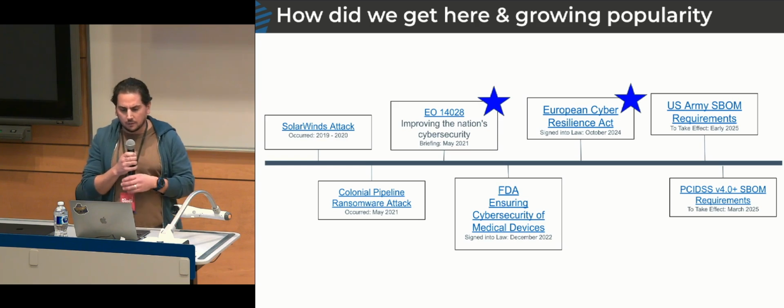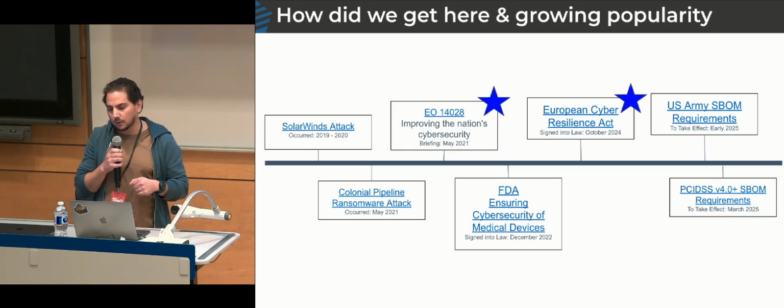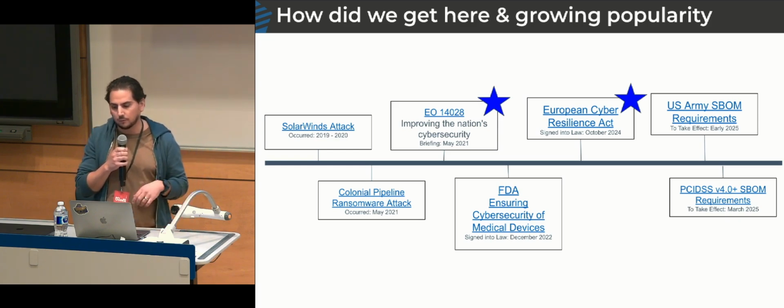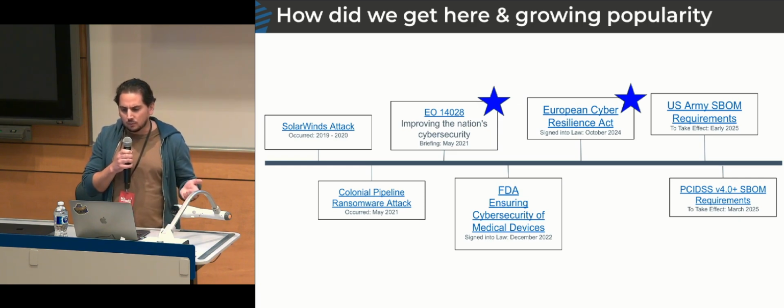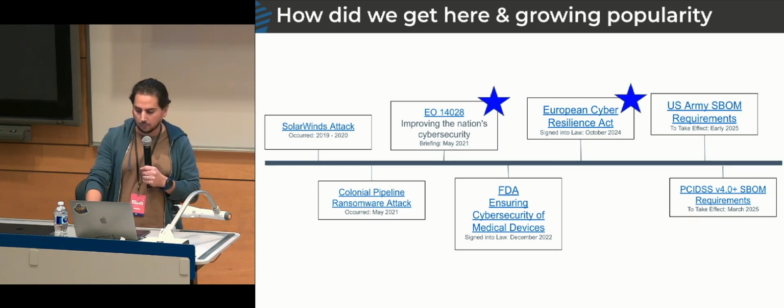And I have a couple other examples here. The FDA, the US Army, if you want to sell to them, you're going to have to provide an SBOM. And moving forward in March 2025, PCI version 4.0, so payment card infrastructure, they also have their own SBOM requirements. These are just a few smaller examples, but it is becoming more and more popular, and there's more and more industries, both private and publicly funded, that are requiring SBOMs.